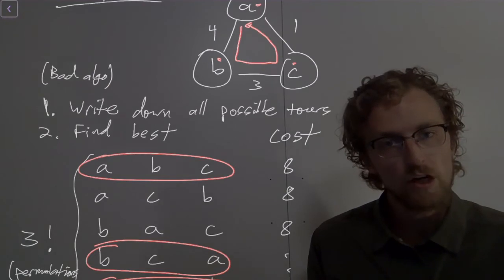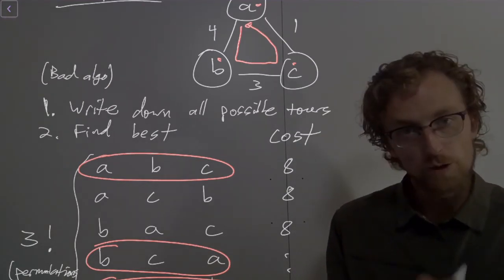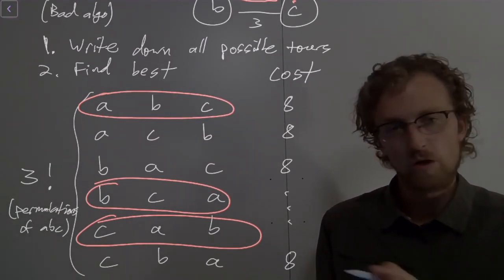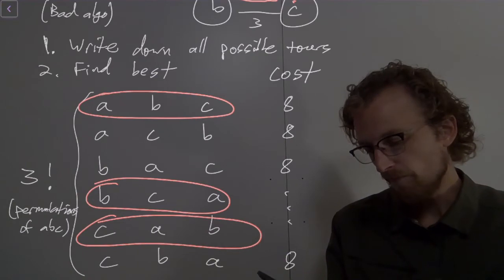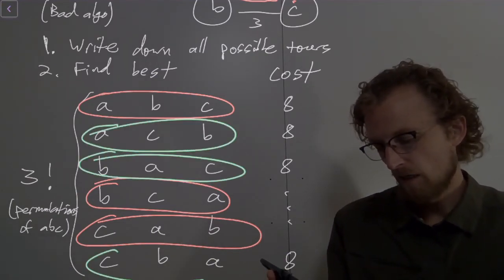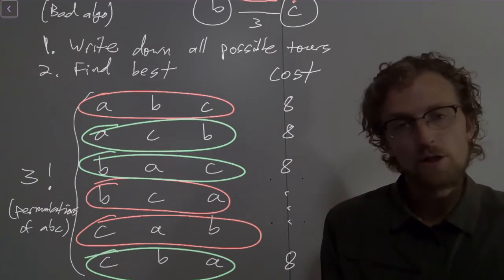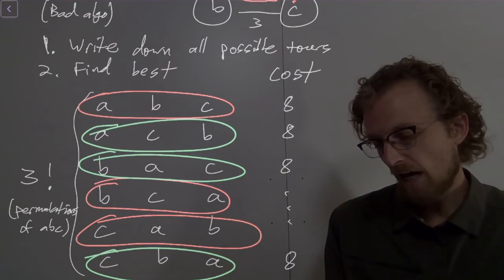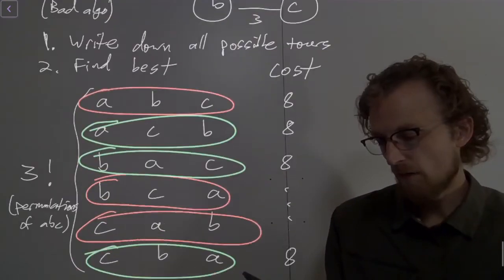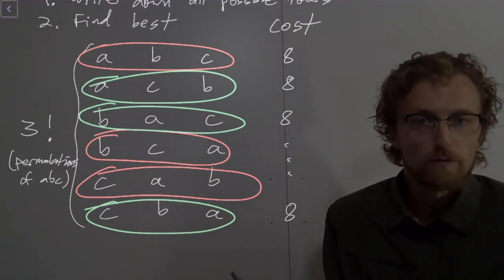All I'm changing is the exact starting city. Okay, so those 3 are all the same. Even if there were more nodes here, those would all be the same. And then ACB, BAC, and CBA are also all the same. So that means we can throw out all but one of each of them, right?